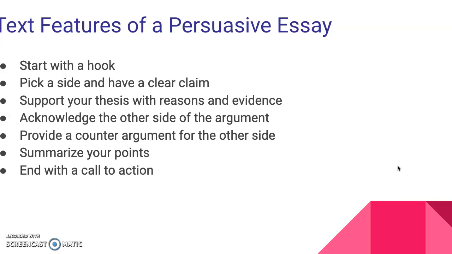You also want to make sure that when you're writing persuasively that you pick a side and that your claim clearly shows that. You want to support your thesis or your claim with reasons and evidence. And while you're writing, you also want to think about the other side of your argument and acknowledging that other side, but then also undercutting that argument by offering a counter argument, saying, while I agree with certain things that you're saying, I disagree about these other things. And then summarizing your ideas and ending with a call to action, asking your reader to do something with the information that you've given them.